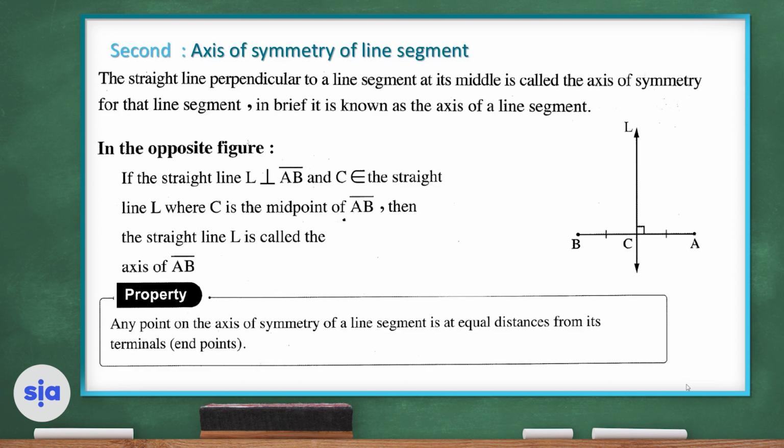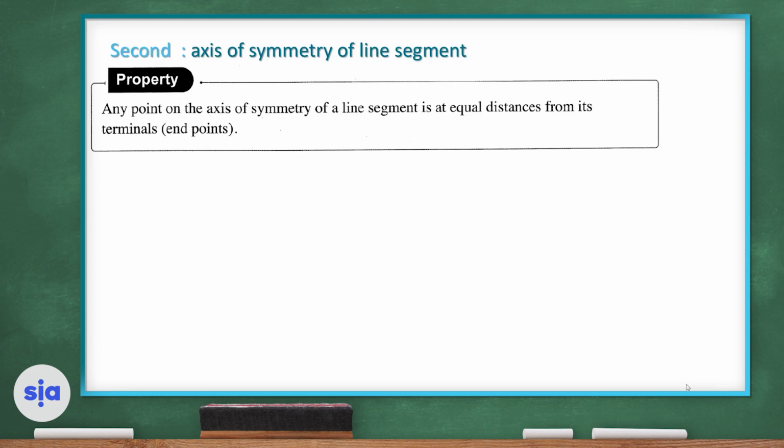Let's read this property together. Any point on the axis of symmetry of a line segment is at equal distance from its terminals, which are called the endpoints. Let's check this property together. Any point on the axis of symmetry of a line segment is at equal distances from its terminals. The terminals are the endpoints.